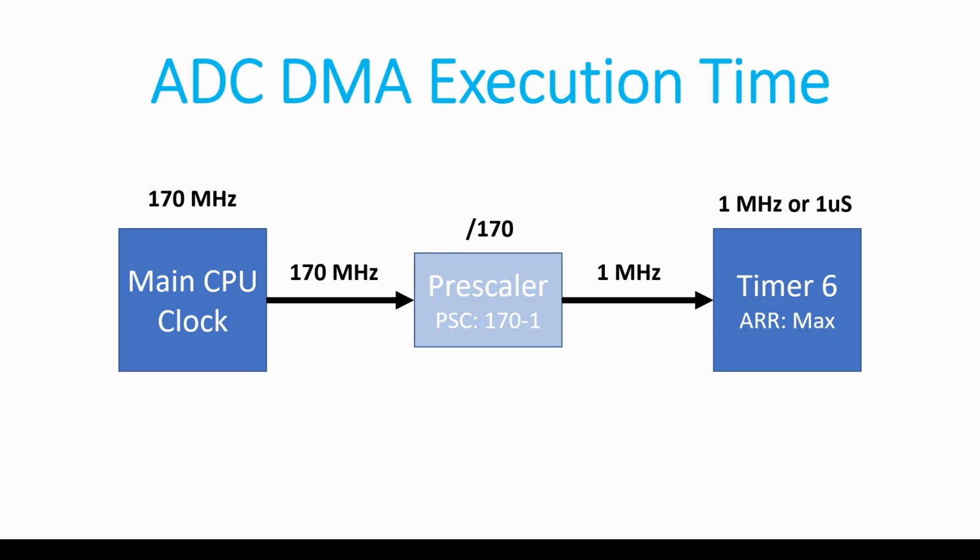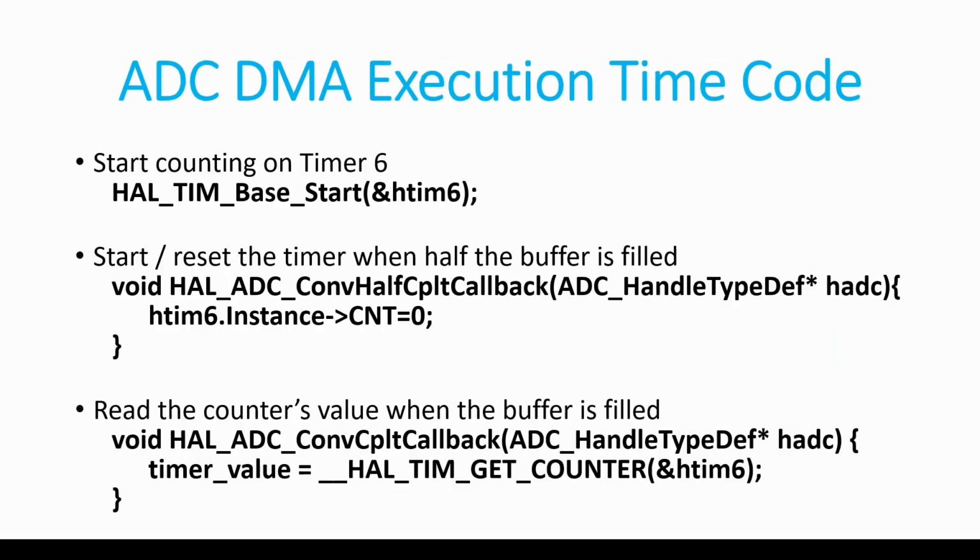Again, I will make use of timer 6 and set the prescaler to 170-1 to count in 1 microsecond steps. In addition to reusing timer 6, the same 3 lines of code can be recycled from the previous example. First, HAL time base start will be called to begin counting on timer 6. Then, within the conversion half complete callback, the counter will be reset to 0. Lastly, within the conversion complete callback, the value of the timer will be read.